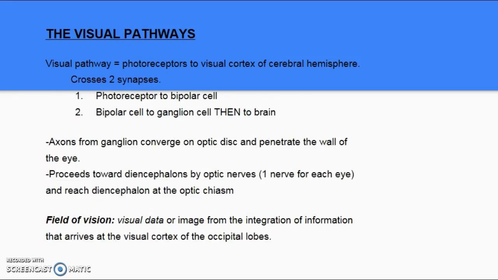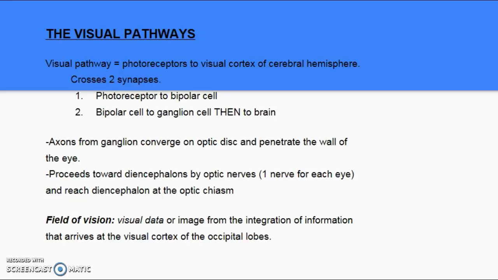Visual pathways. The visual pathway begins at photoreceptors and goes to the visual cortex of the cerebral hemisphere. It crosses two synapses, the photoreceptor to the bipolar cell, then the bipolar cell to ganglion, then to the brain. Axons from the ganglion converge on the optic disc and penetrate the wall of the eye, proceed towards the diencephalon by the optic nerve, and reach the diencephalon at the optic chiasm.